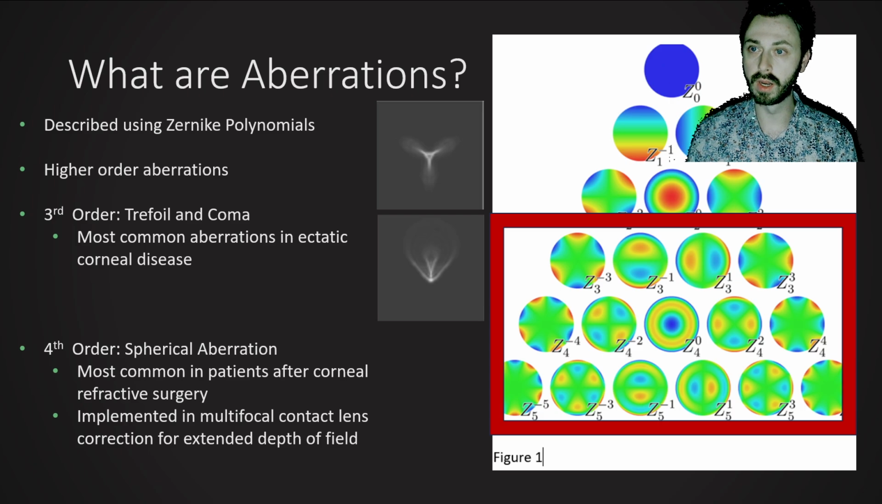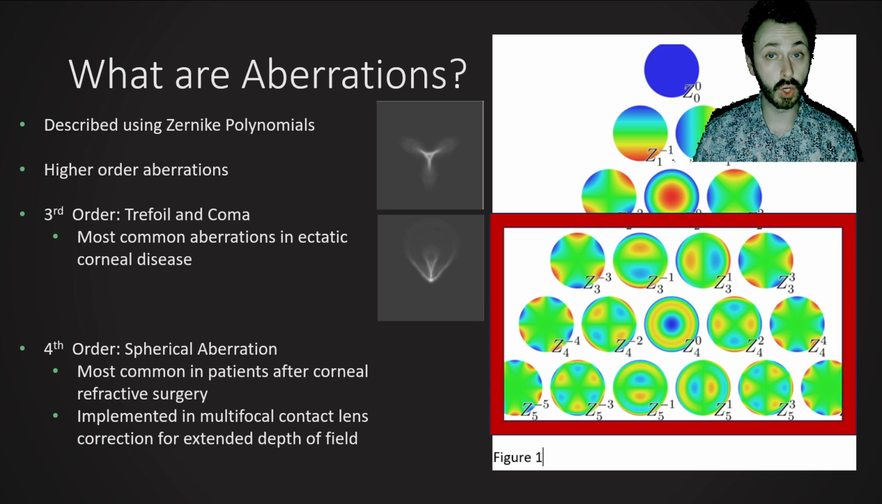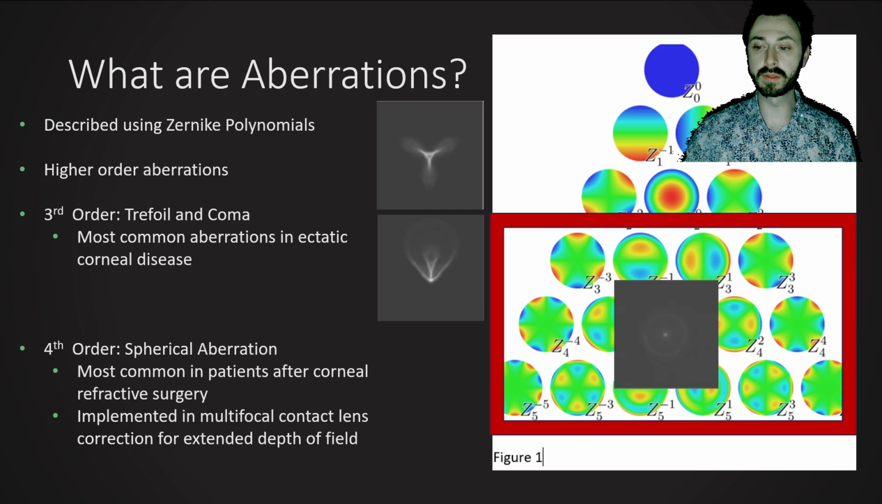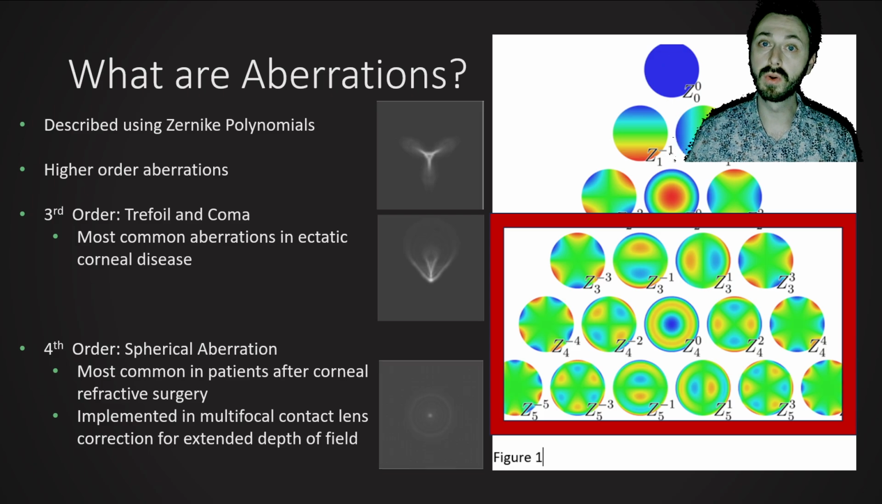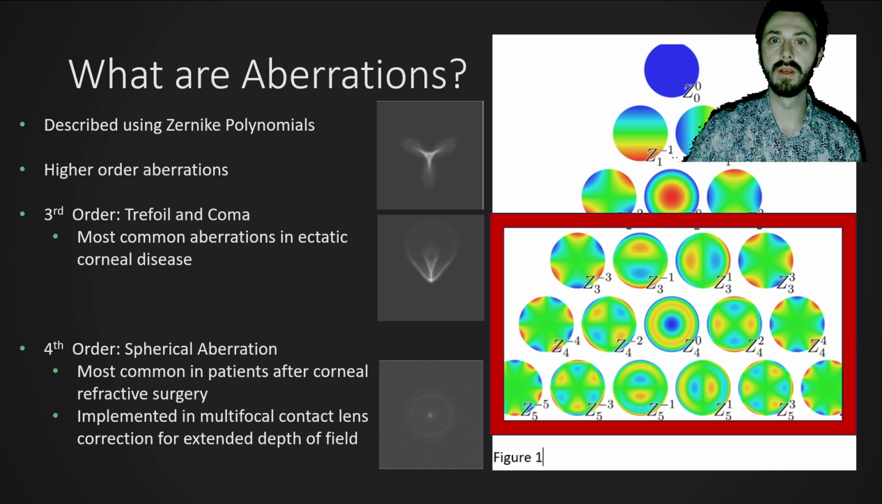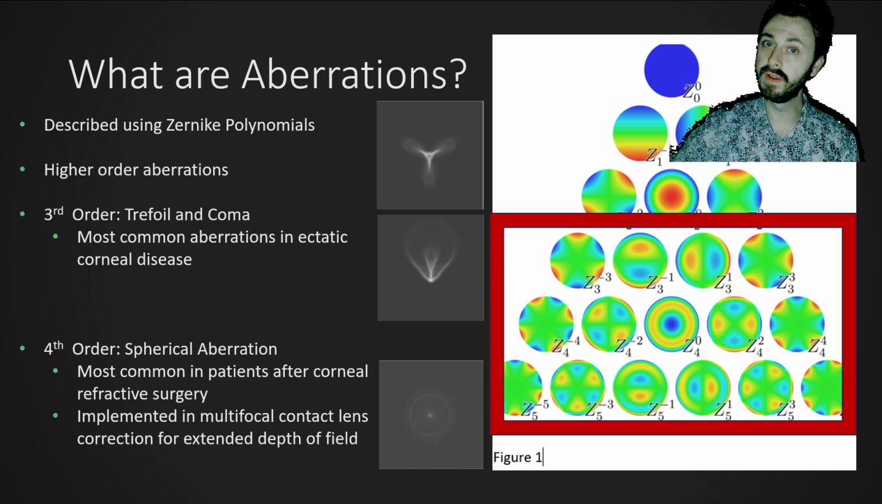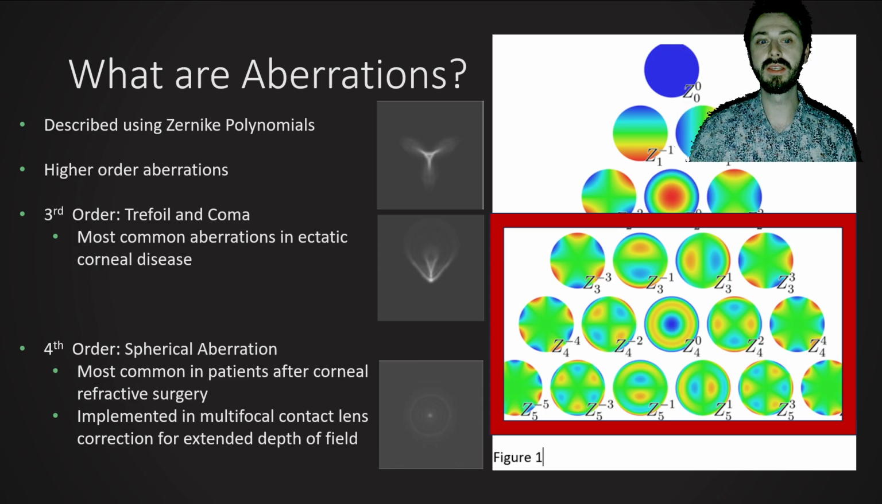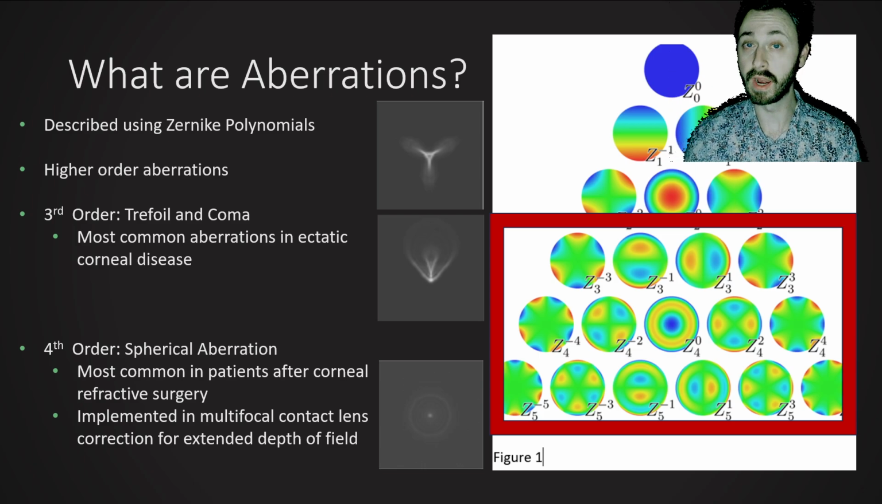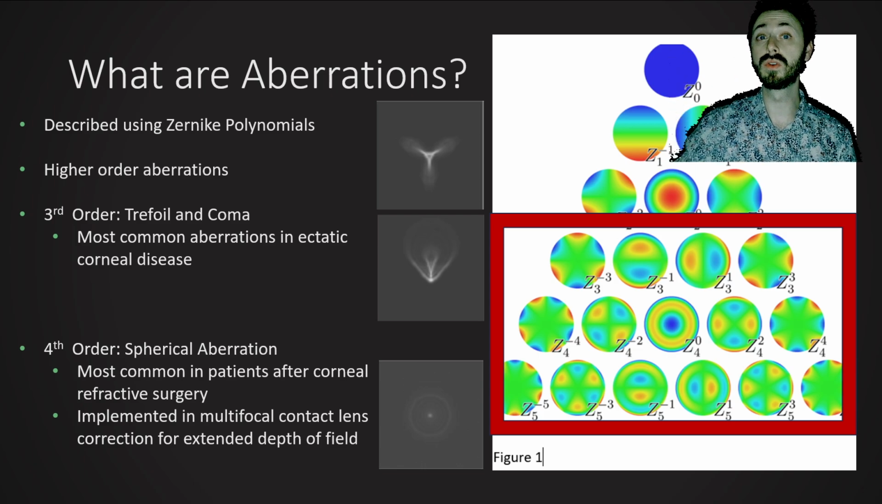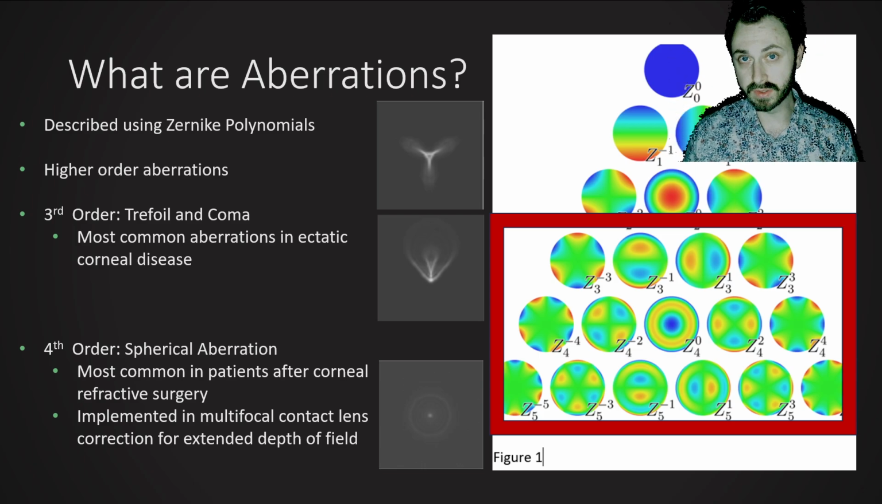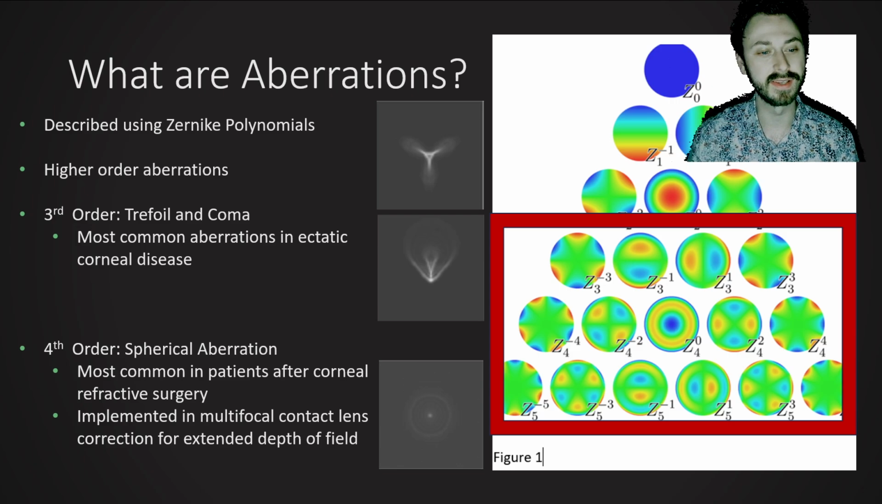The fourth order aberration that we'll focus on, spherical aberration. And the point spread function looks very similar to the previous sphere aberration, but this is much more spread out. The rings are a little bit more faint and they do cover a wider distance. This is most commonly seen in patients after corneal refractive surgery and after corneal transplant. And we actually use it commonly in multifocal contact lens options.